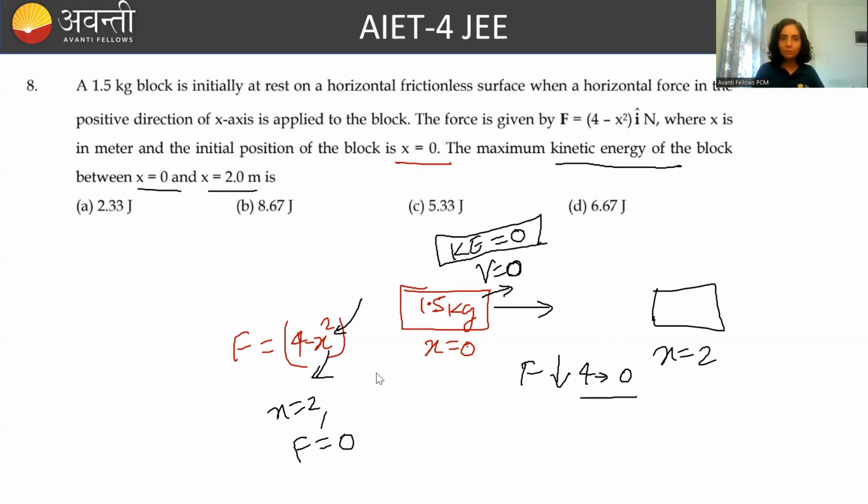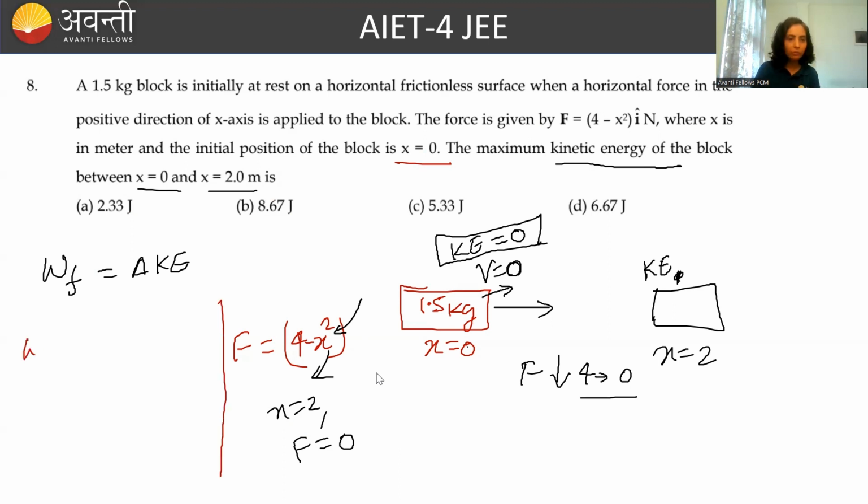You must have studied the formula in the work-energy theorem: work done by all forces is equal to the change in kinetic energy. You have studied it, right? So the initial kinetic energy is 0. The final kinetic energy, you can take it as K1 or K2, whatever you take. So this is it. Now what will be the work done by the force from 0 to 2? That we need to see now.